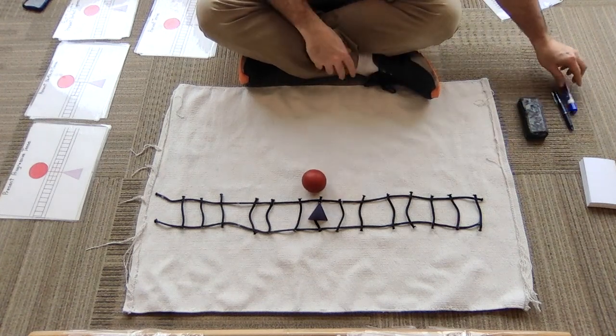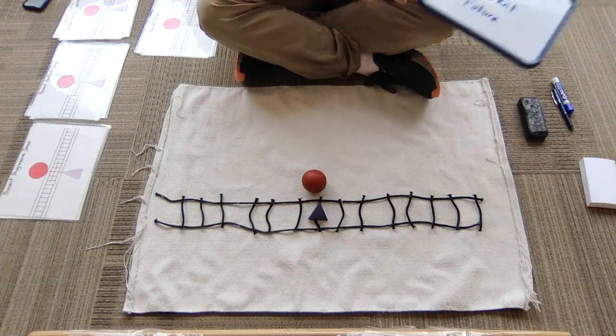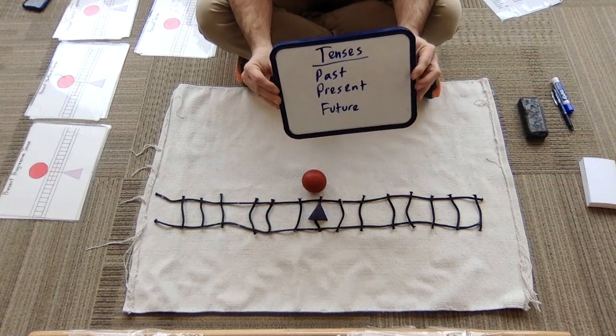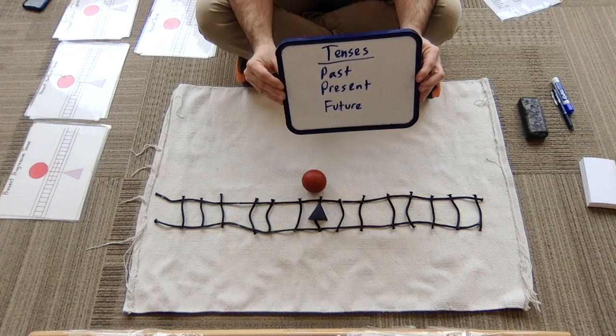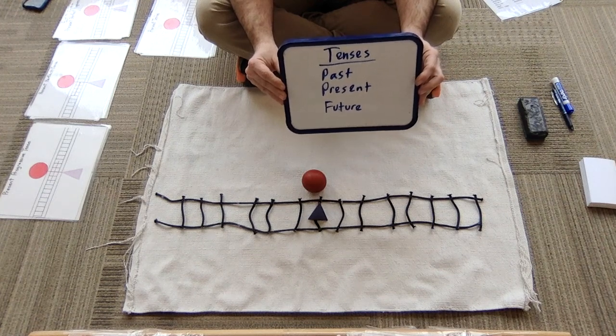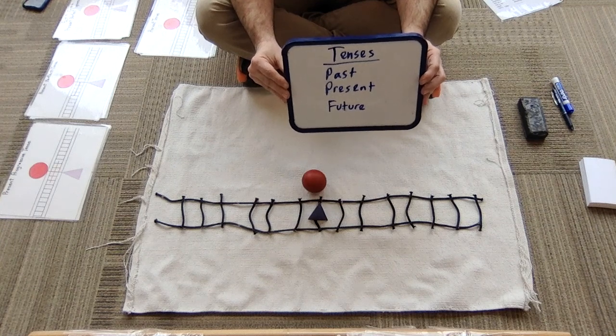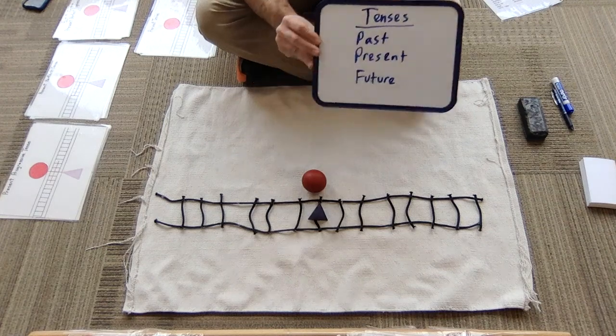So what I'd like to do first is talk a little bit about tense, voice, and mood. So kids, there are three main tenses: past, present, and future. Past is something that happened before the moment. Present is what is happening right now. And future is something that has not happened yet, but will happen at some point in the future. So past is about what happened before. Present is about what's happening right now. And the future is about what will happen.